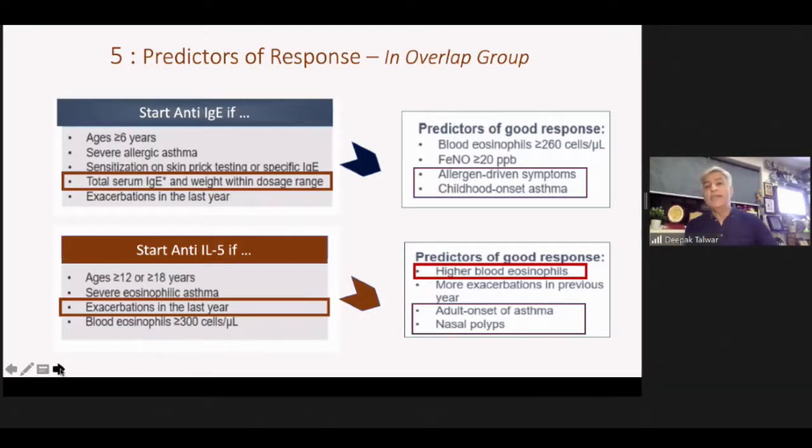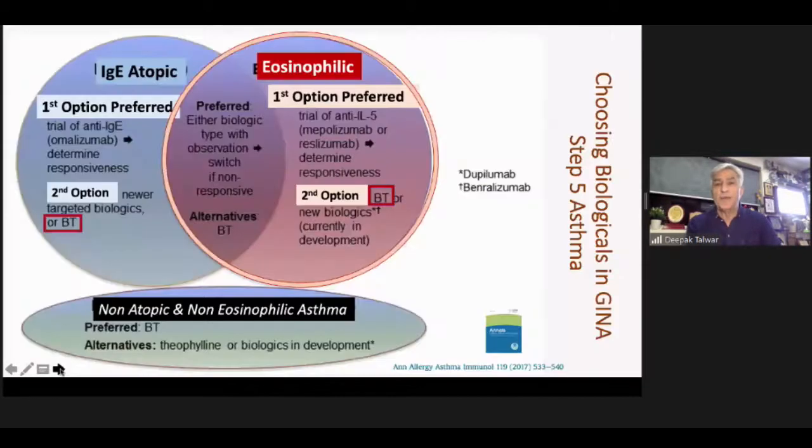On the other hand, if there is adult onset asthma with high blood eosinophils and nasal polyposis with a lot of exacerbations in the last year, then these patients are more likely to be responsive to anti-IL-5 therapies, and you can choose between mepolizumab and benralizumab.